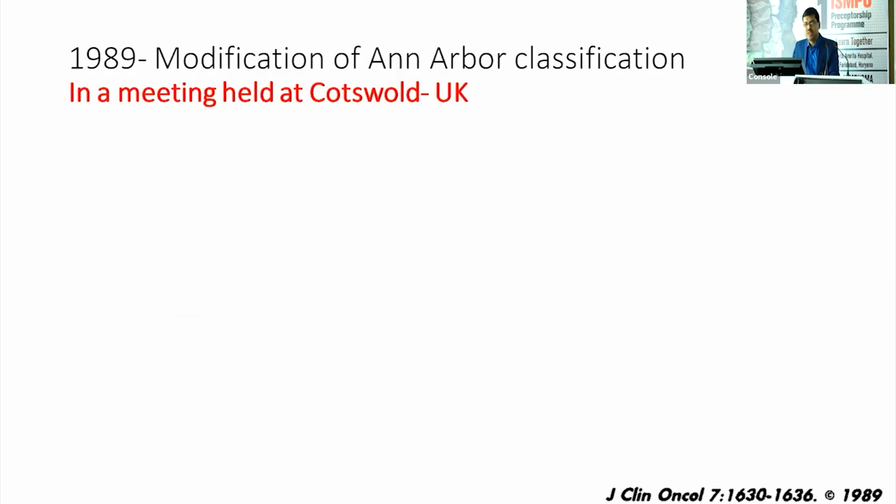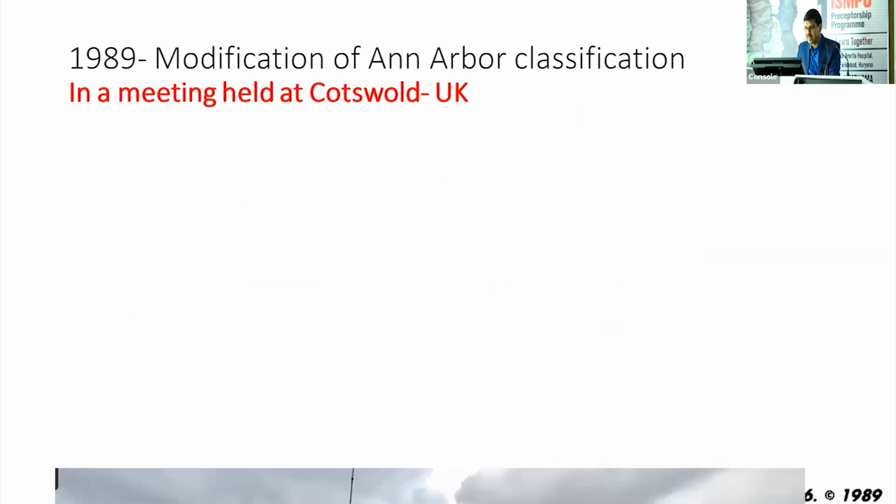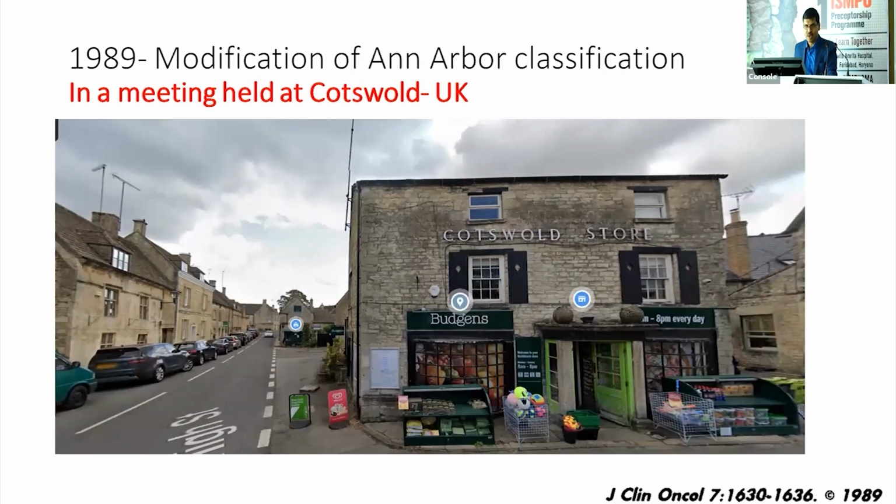Now comes the second thing, which is modification of Ann Arbor staging, which is the Cotswold modification. Ann Arbor remained there for around 20 years, and this meeting was held in the UK in this beautiful town. This is the current photograph of Cotswold, and you can see a typical English town. The buildings are away from modernity, except these kind of cars and all. This is a very, very scenic place, and I think any lymphoma enthusiast should visit this site.